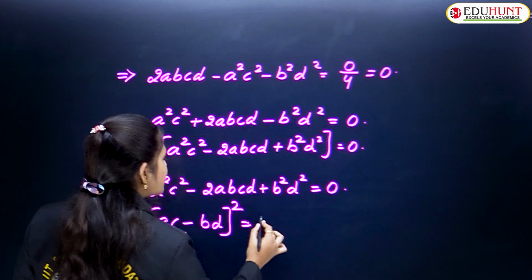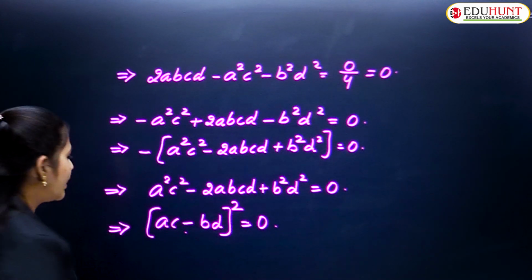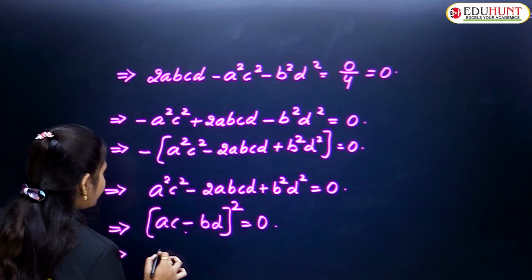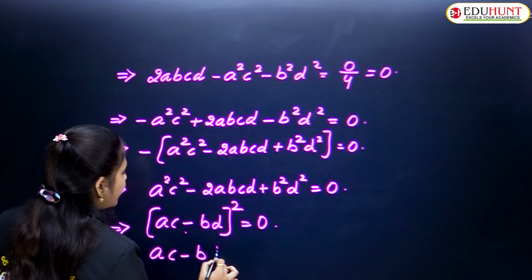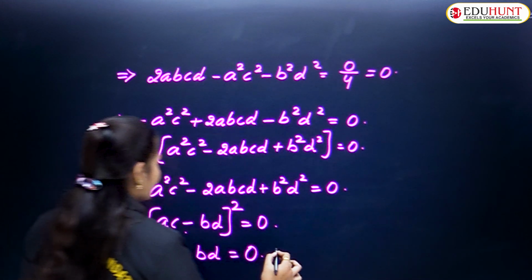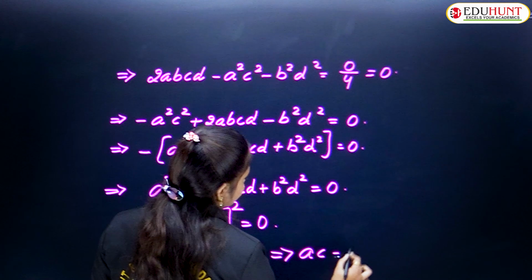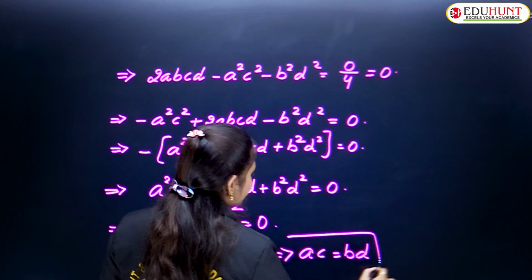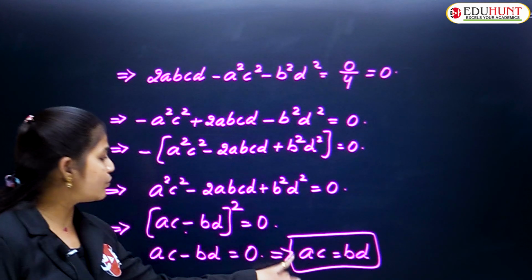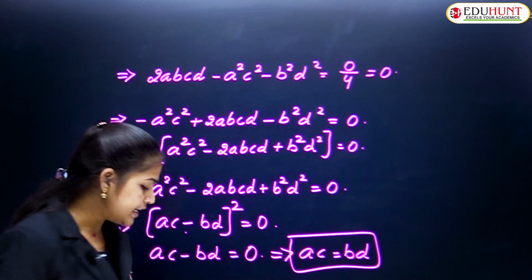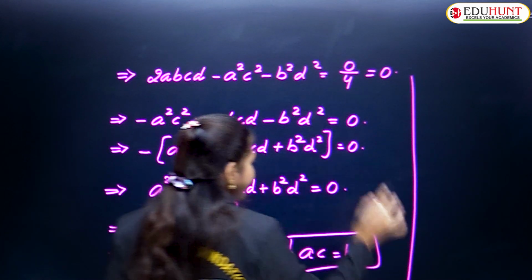So from this one, which is equal to 0, just remove that square. So ac minus bd is equal to 0. So from this one, ac is equal to bd. So here we got one of the conditions. What is that? ac is equal to bd. So up to here we got this condition, right?